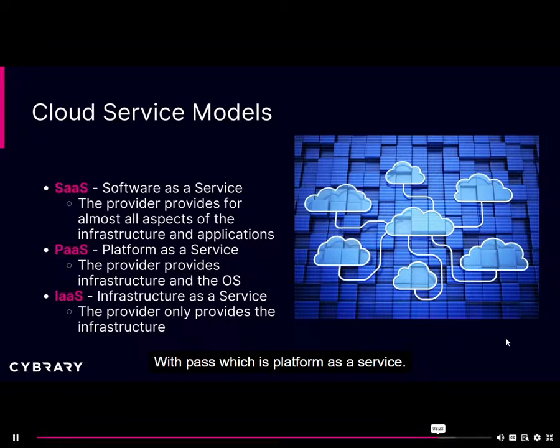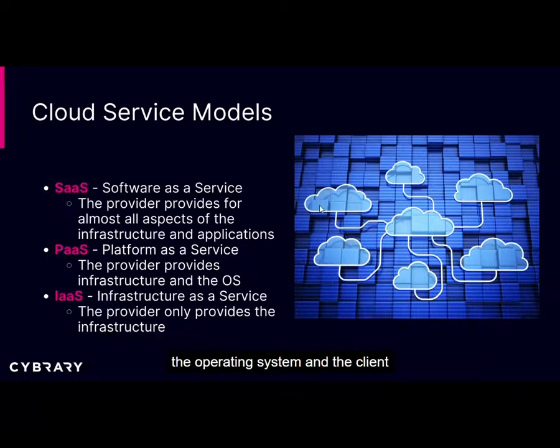With PaaS, which is platform as a service, the cloud service provider is responsible for the infrastructure and the operating system. And the client is responsible for securing the application's data, user access, and that sort of thing. And then with IaaS, or infrastructure as a service, the cloud service provider is only responsible for providing and securing the infrastructure. The client is responsible for all else. So I remember this by thinking that if I'm the client, the I in IaaS means I'm responsible for the most stuff, and the cloud provider is just responsible for the infrastructure.